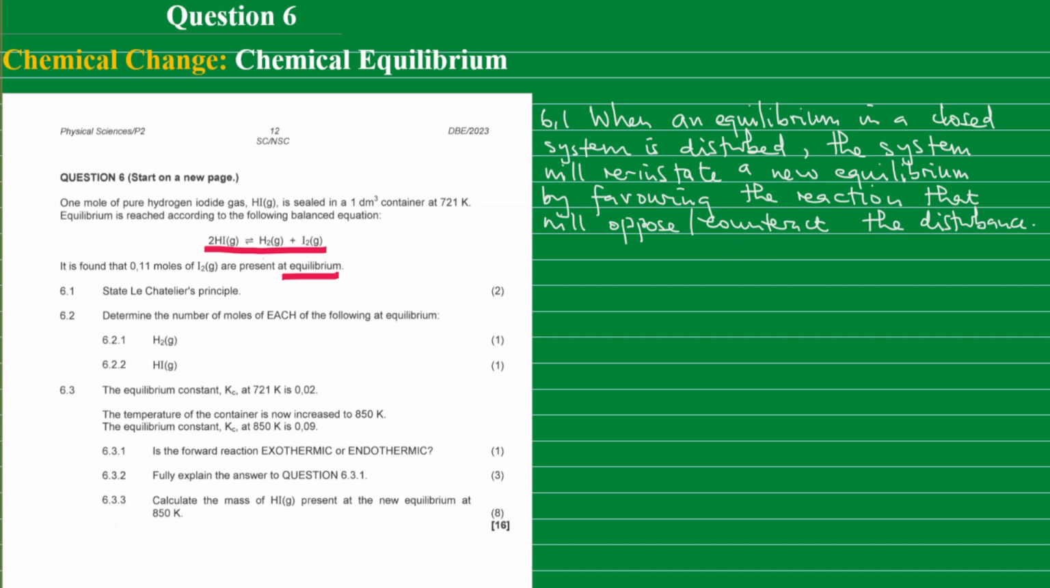We know that the conditions that are disturbed here, when we refer to a disturbance, means we may change the pressure of the system in relation to gases, or we can change the concentration of the system by adding one of the reactants or removing one of the products, and also we may change the temperature. So when one of these conditions is changed, or maybe two or more of them are changed, the system will find a new equilibrium by favoring a reaction that will oppose our disturbance. For example, when we increase the temperature, the system will find a new equilibrium by favoring a reaction that will lower the temperature or decrease the temperature.